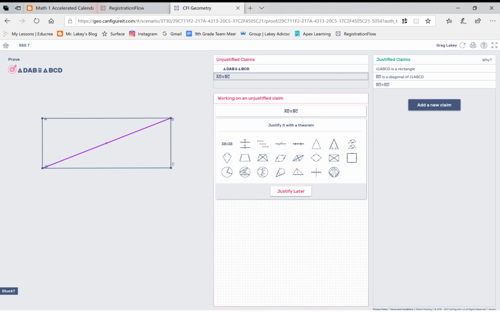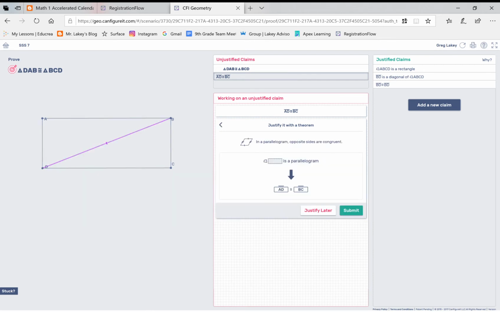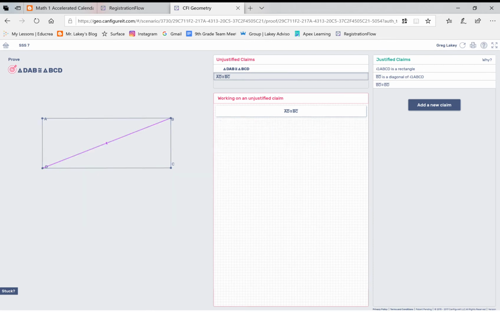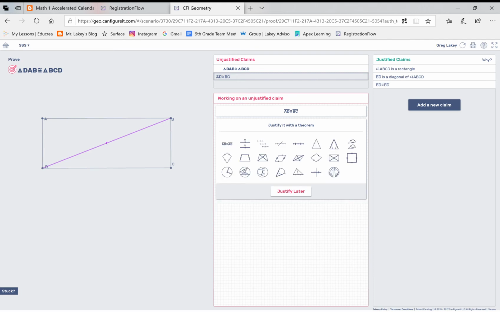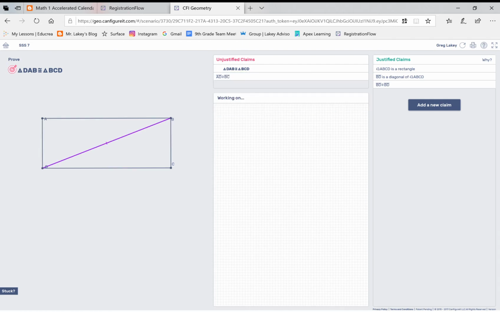Let me see. I might have picked one that might not work, but we're going to see anyway. Let's see if that works. Oh, no, it's a rectangle. That's not going to work. Oh, dang it. You know what? Let me go up here and try this one out.